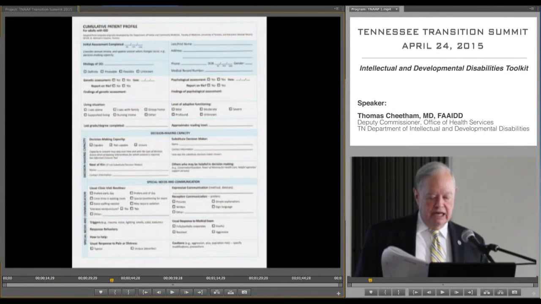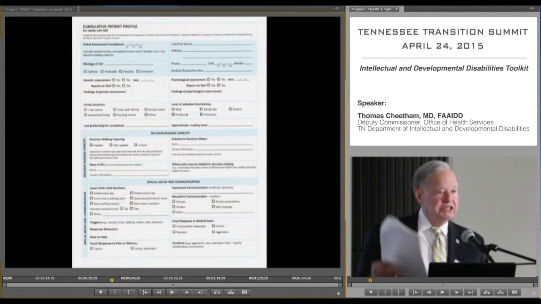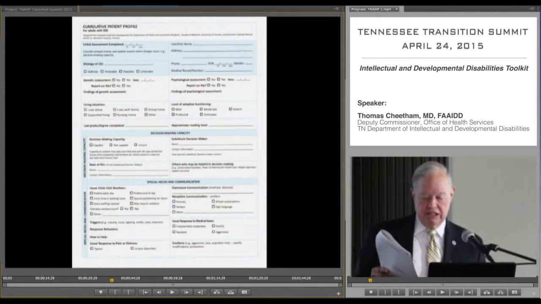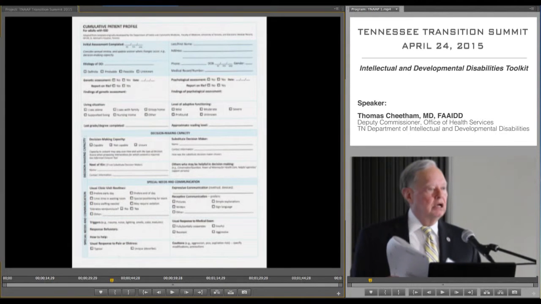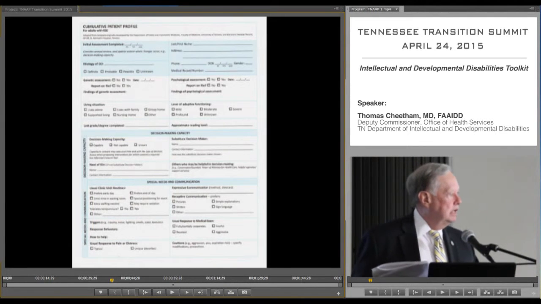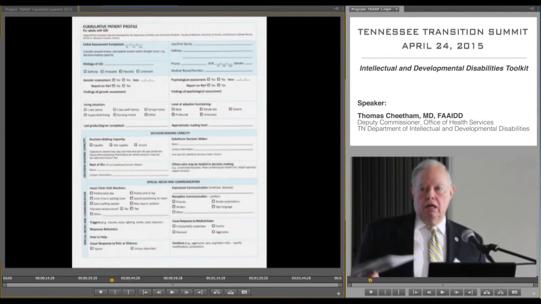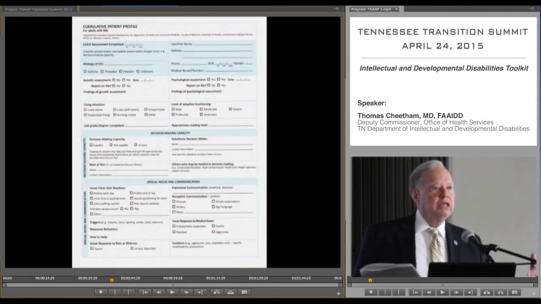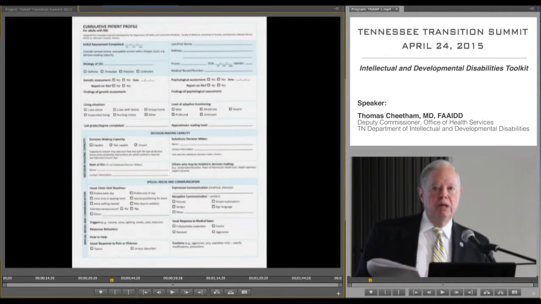Where do they live? Who makes the decision? That's right on the front page of this. That's important to know in terms of consent. Special needs. What's this person like in the clinic setting or where you are? We heard a dramatic example of that from the valet parking at Vanderbilt. But knowing those things ahead of time can help you plan.